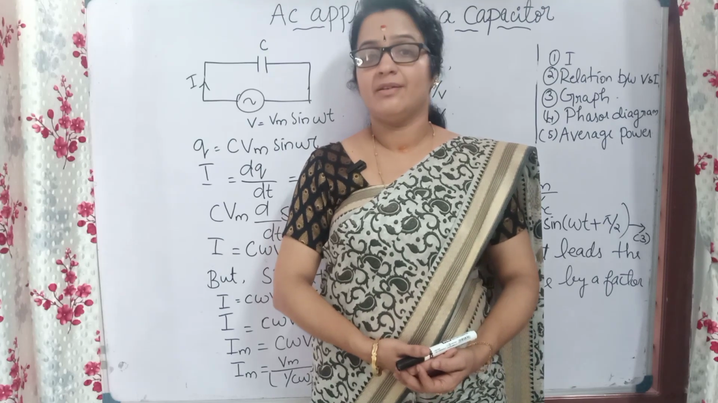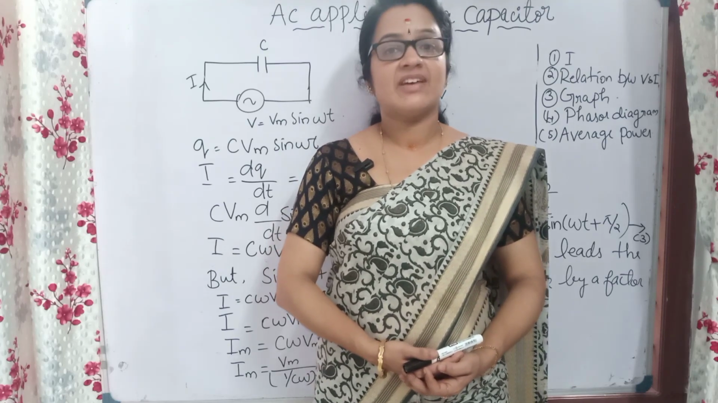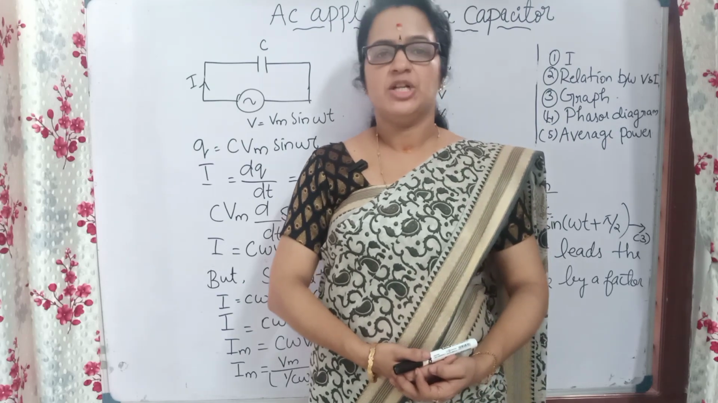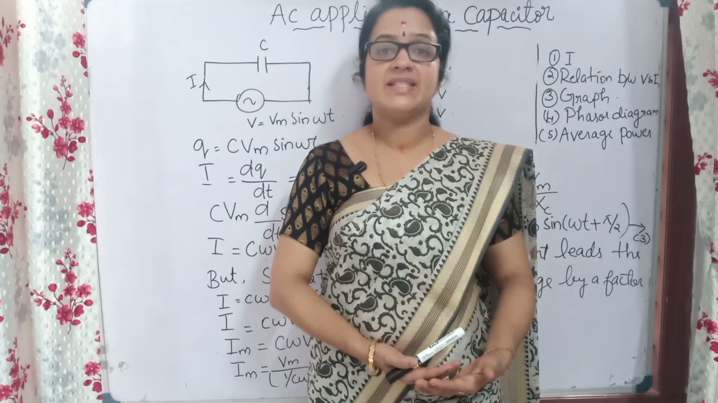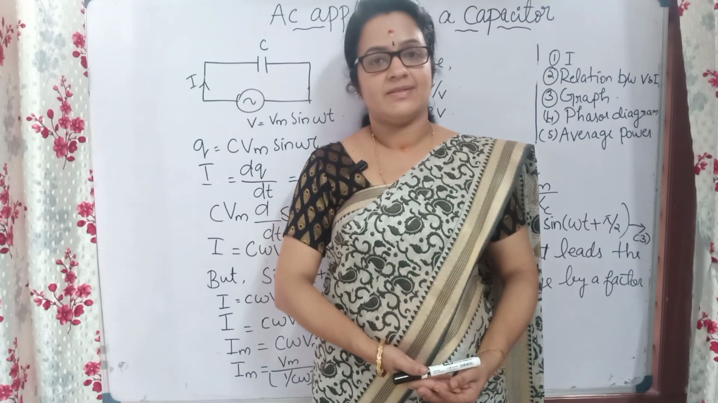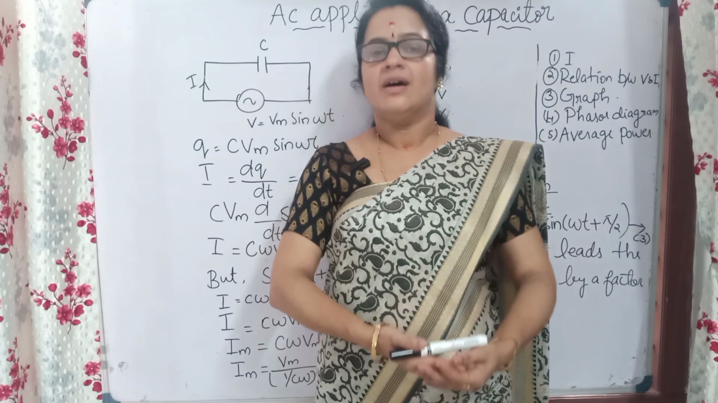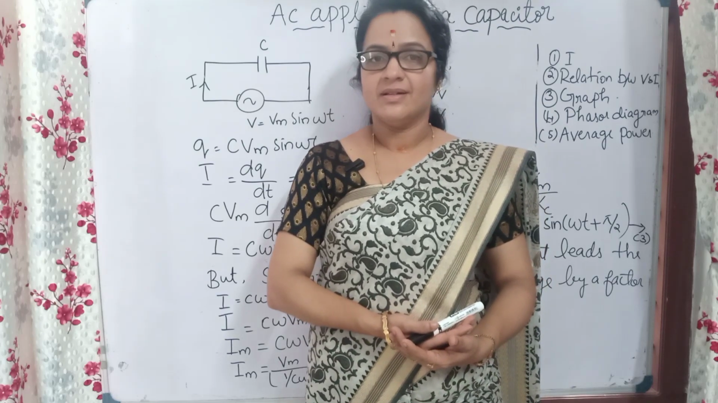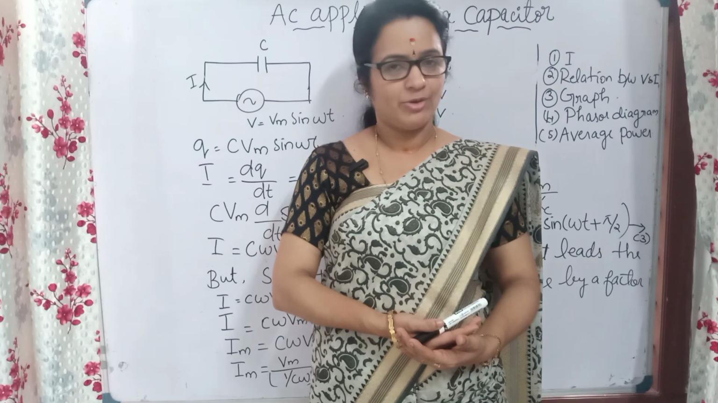Today we are going to continue with the discussion of the 7th chapter of plus 2 physics, that is alternating current. In the last class we had discussed the basic ideas of alternating current, then AC applied to a resistor. So today we can move to the continuation of that, that is AC applied to a capacitor and inductor. So are you ready?